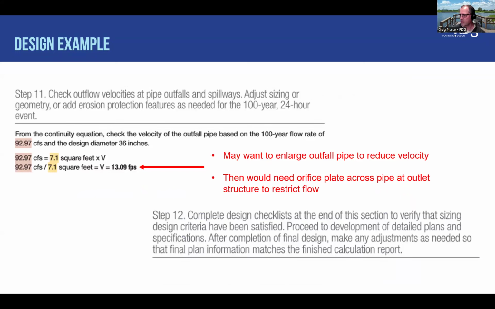Once you've done this, it's always probably a good idea to check your velocities at the outlet. In some cases, you might actually want to upsize that outlet pipe and then put an orifice plate in so you can keep controlling the flow the way you want, but get the flow down to a manageable velocity at the outlet for scour protection. Either that or you're going to have to armor up with higher levels of armor at the outlet.